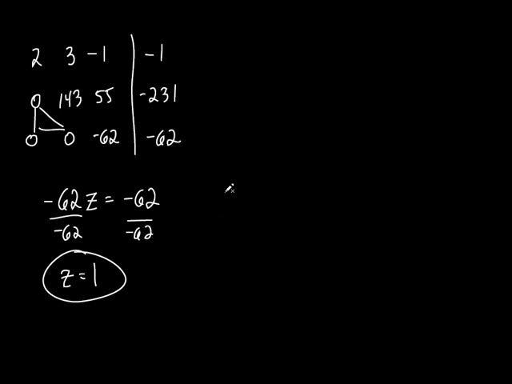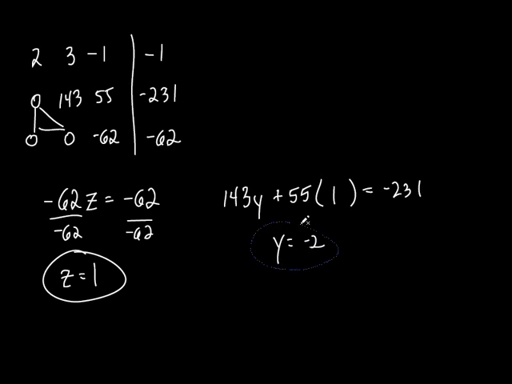What is this thing right here? It's 143. That's 143 what? What letter goes with 143? That's a y. Okay, and then plus 55 what? Z. But I know what z is now, so let's replace the z with a 1. And that equals negative 231. Subtract 55 from both sides. Divide by 143. I already did the math, so I'll just give it to you to save some time. And y equals negative 2.